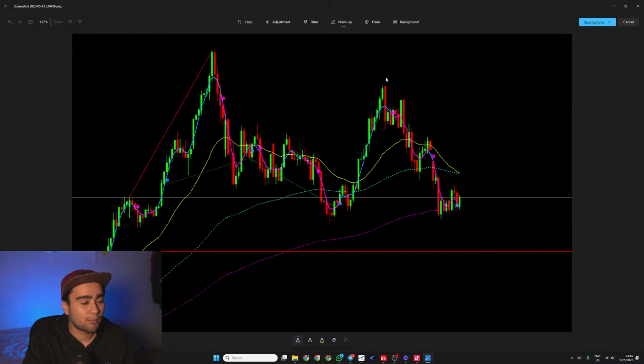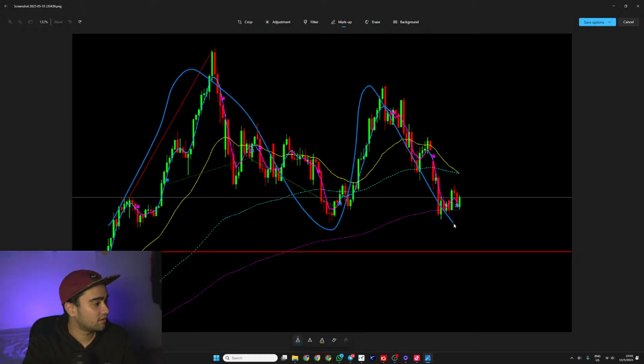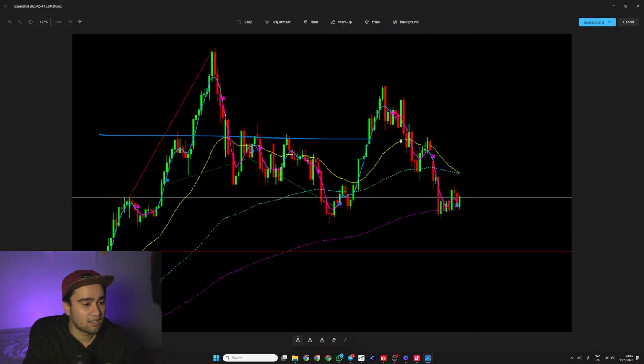So marking this up over here, you can see the structure right now is ranging. It is going towards the side over here. How do I know that? You look at your moving averages 1, 2, and 3.